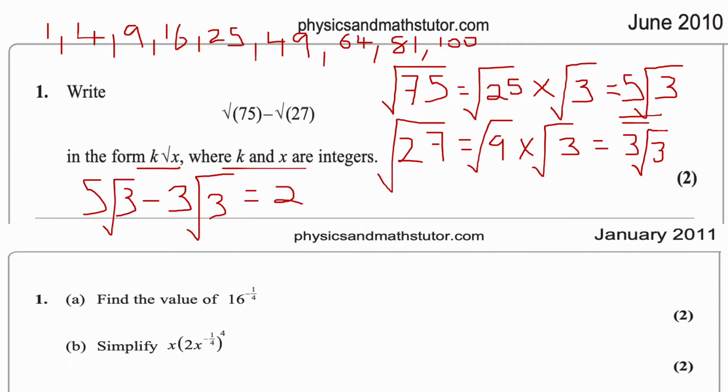So the value for k will be equal to 2 and x will be equal to 3. If you're interested, k would equal 2 and x would equal 3, sorry, not 5. This is all to do with simplifying surds, finding a common base surd in this context.